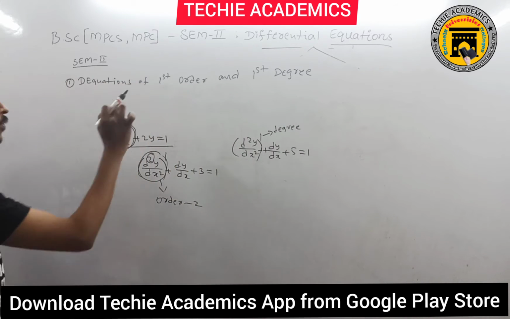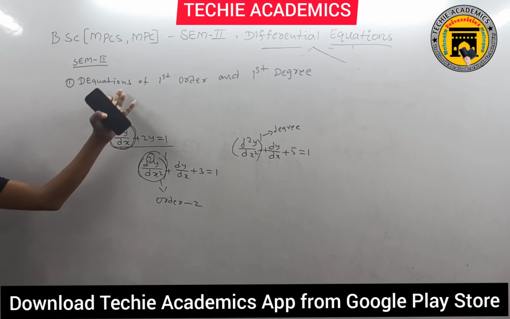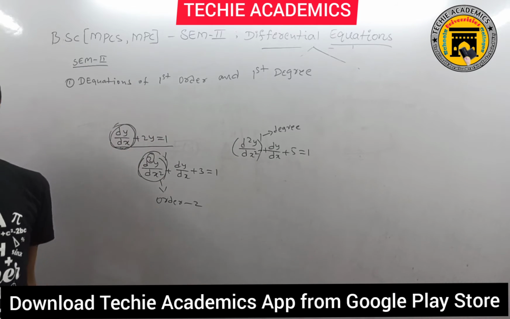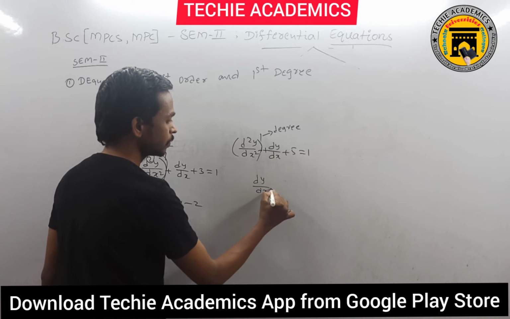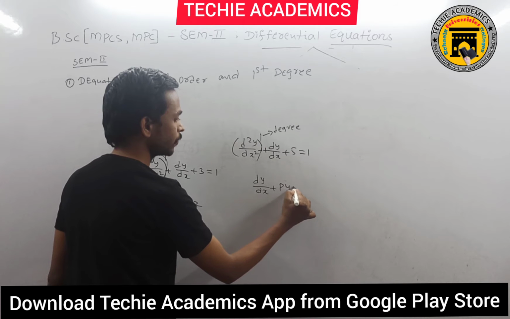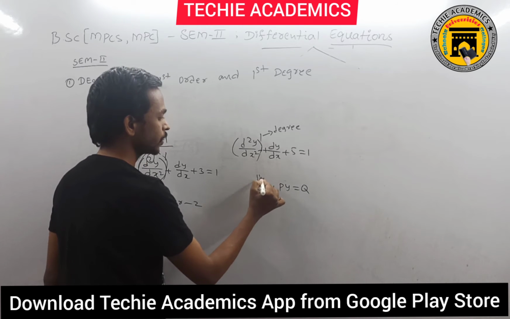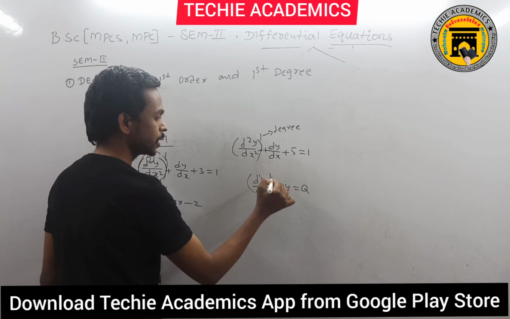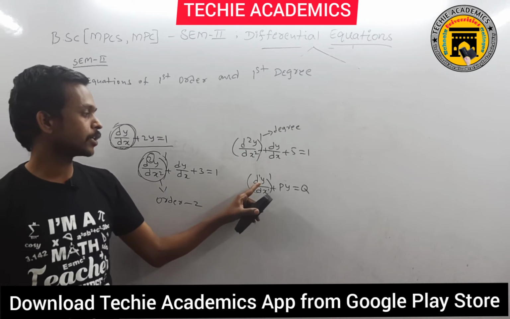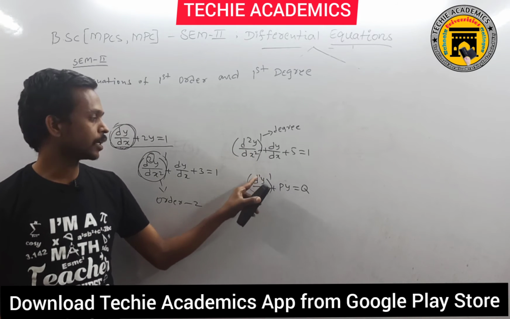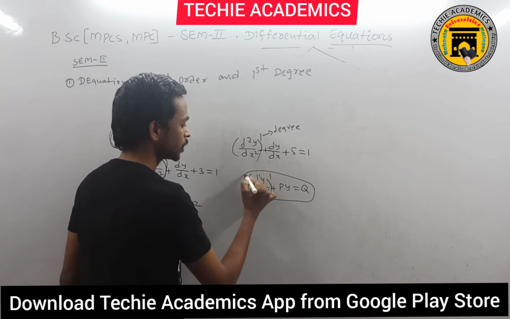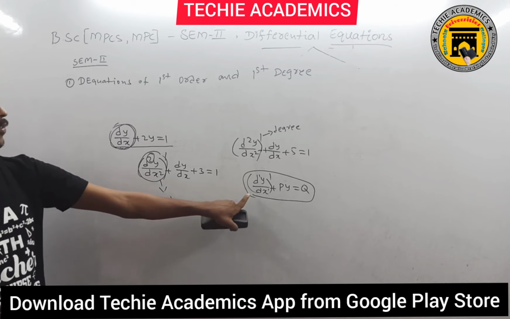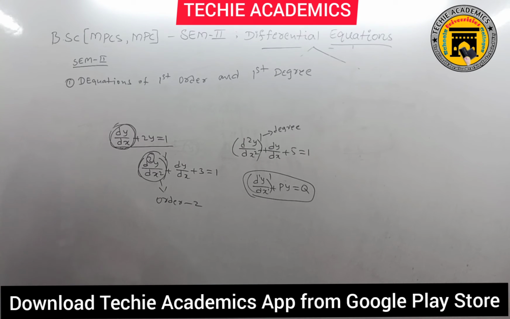So here in the first unit we have differential equations of first order and first degree, meaning the order should be 1, like dy by dx plus py is equal to some q. Here the order is 1, and the degree is also 1. The highest order of the differential equation is 1, and the highest power is 1. So this is a differential equation of first order and first degree. This type of equation is involved in the first unit.